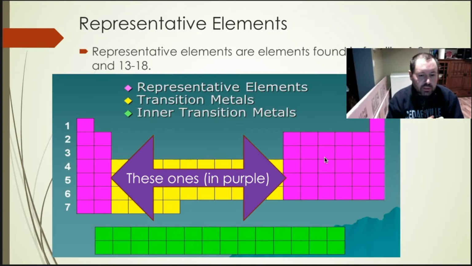Those are the representative elements. We treat those ones separately than the yellow ones and then the green ones. They're kind of in their own category. So we've got the representative elements here. These are the tall families. And then the transition metals are in the middle. They're the smaller families. And then intertransition metals, those are the green ones down at the bottom.